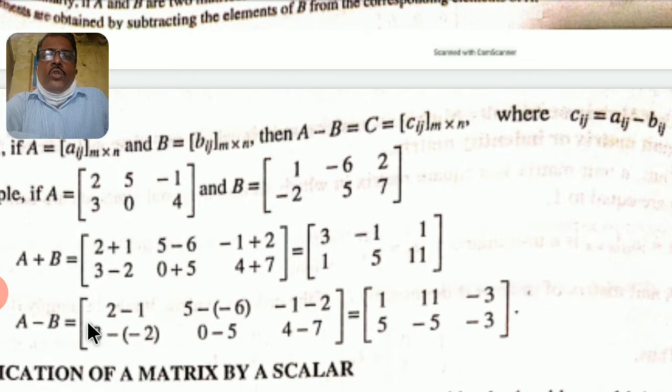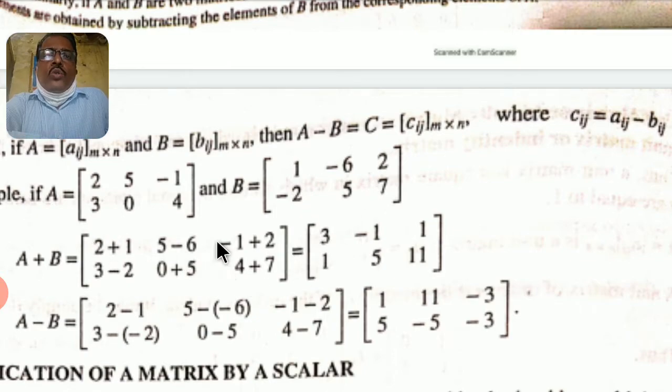So A plus B is very simple. The corresponding elements should be added. The first element of the first row of matrix A should be added to the first element of the first row of matrix B. That is, A plus B is equal to 2 plus 1, 5 minus 6, minus 1 plus 2, 3 minus 2, 0 plus 5, 4 plus 7. Okay, like this we have to add.